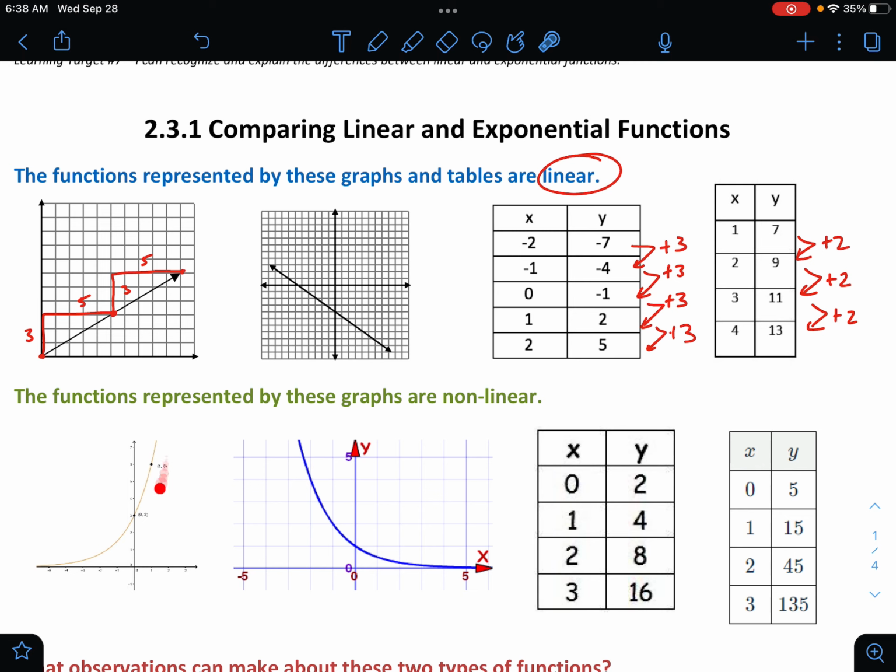Okay, the following functions are represented by graphs and tables, and are nonlinear. So you have this one, which is curved and starts really, really small and then goes up very quickly. And then this one starts really high up in the air and then slows way down and gets really close to the x-axis. And then you also have these tables. Well, let's see if we can recognize the pattern. These are actually called exponential graphs. They are nonlinear because they don't make a straight line.